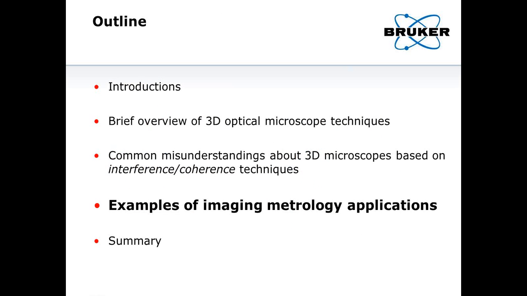So now that we've gone over a brief introduction to these two different techniques, I hope you have a little better understanding of how a laser scanning confocal system works, at least in general, versus how a white light interference microscope works. I'm going to spend a little time talking about some specific metrology or imaging applications, where you can see that some of the misunderstandings I discussed are really not true about white light interference microscopes.